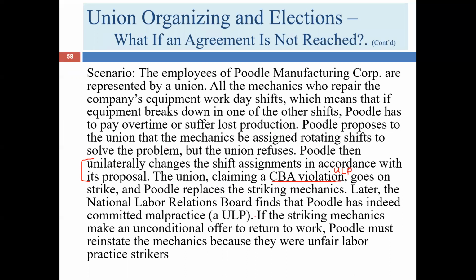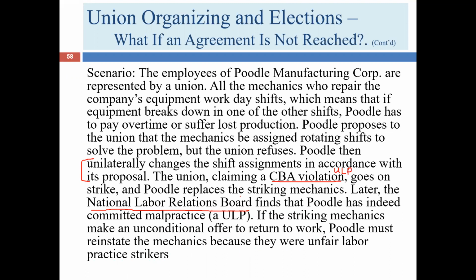The National Labor Relations Board later finds that Poodle did commit a malpractice, a ULP in this case. If the striking mechanics make an unconditional offer to return to work, Poodle must reinstate the mechanics because they were unfair labor practice strikers. Now, probably what happened is the NLRB is notoriously slow. It can take years for these decisions to issue.